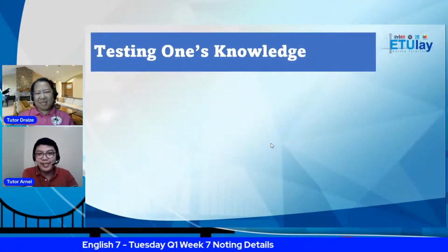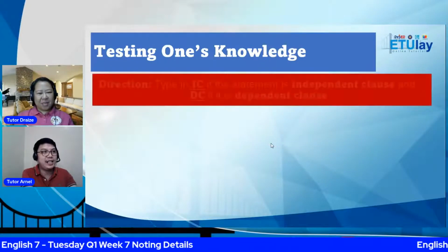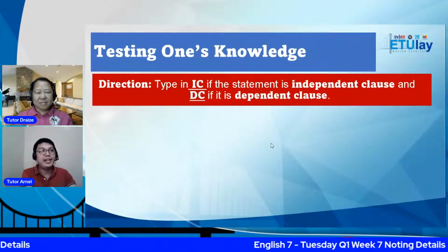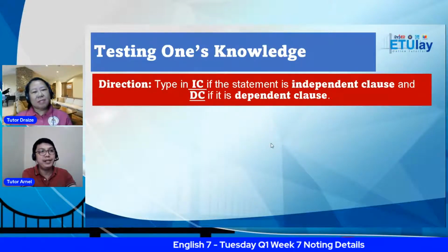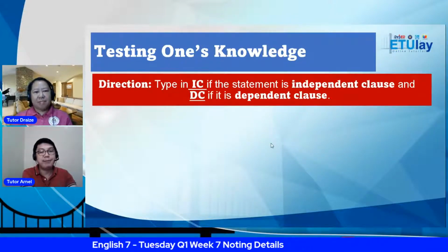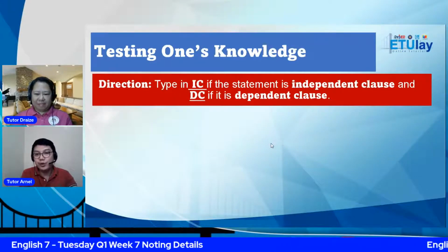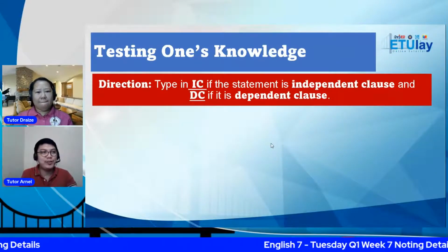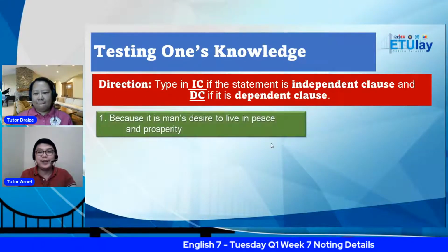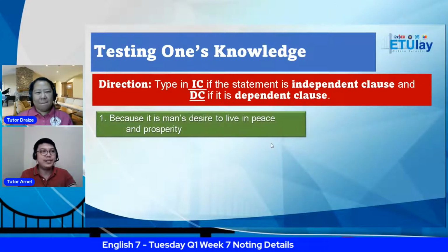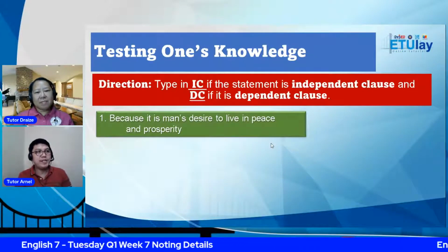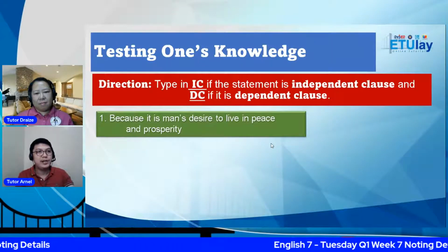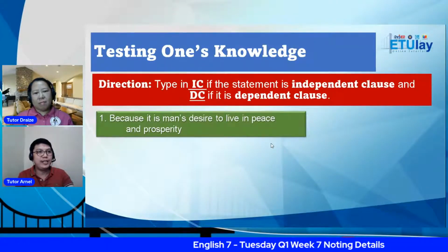All right, so let's see if you can remember the ones that I discussed earlier. Direction: type in IC if the statement is an independent clause and DC if it's a dependent clause. So you only have two choices, type in IC or DC. So get ready with your keyboards now. Let's have number one. The clause is: because it is man's desire to live in peace and prosperity. So, students, is it IC or DC?